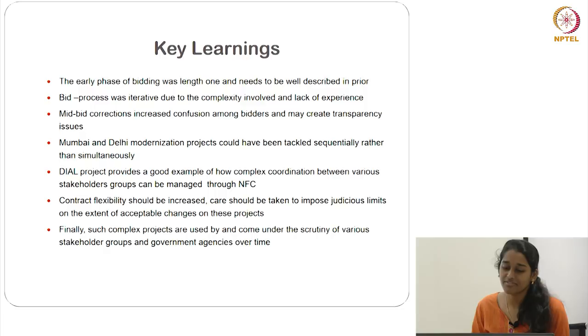Like the final complex project included many stakeholders and government agencies over time, which need scrutiny in complex projects.